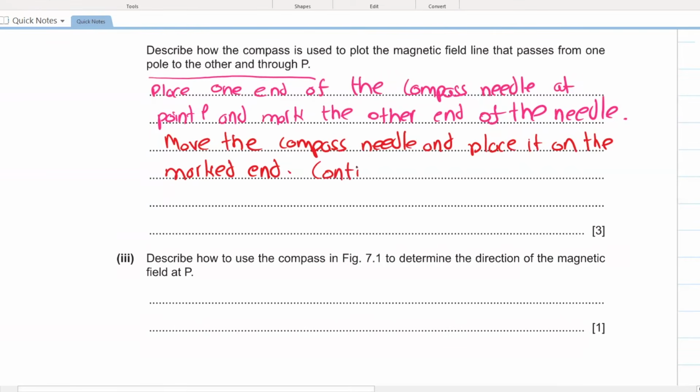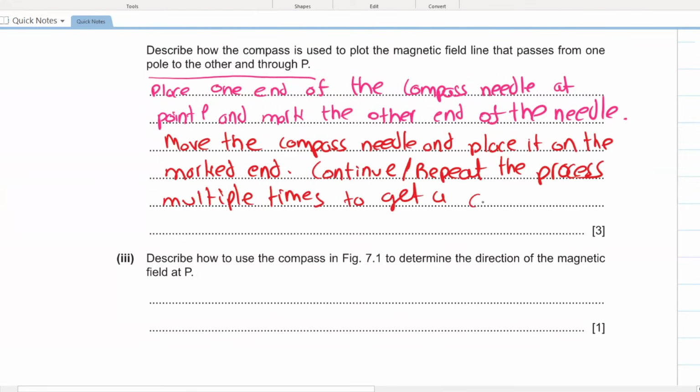Continue, or you can say repeat the process multiple times to get a complete magnetic field. Simple as that. Describe how to use the compass in figure 7.1 to determine the direction of the magnetic field at point P. How can you determine the direction of the magnetic field at point P?